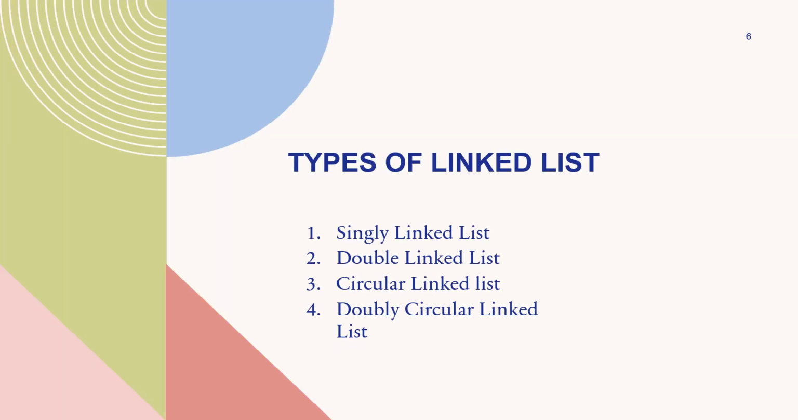There are mainly three types of linked lists: singly linked list, doubly linked list, and circular linked list. The circular linked list actually has two parts, singly circular and doubly circular. I have mentioned them separately here, but they come under the circular linked list only. That is singly linked list, singly circular, and doubly circular. So let's see them one by one.